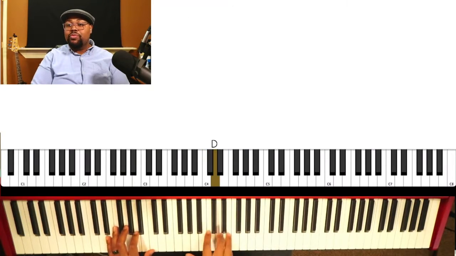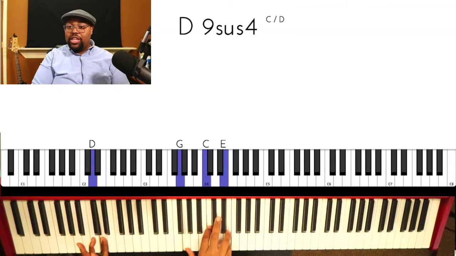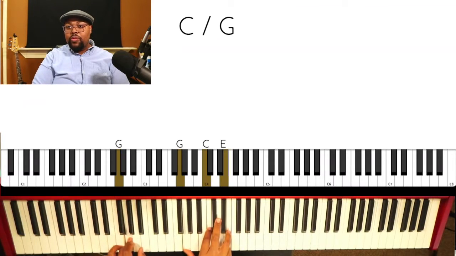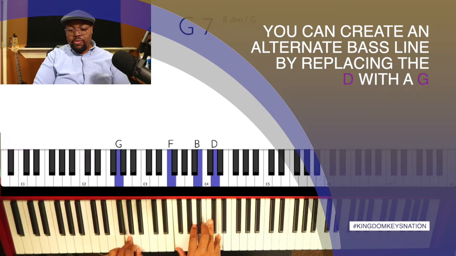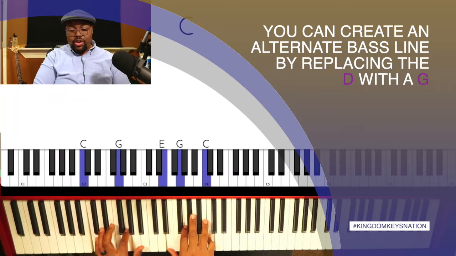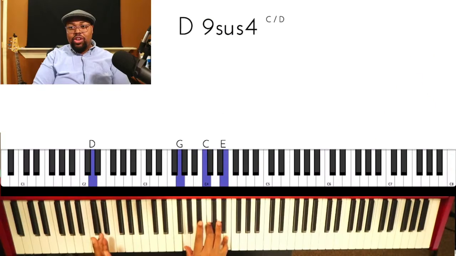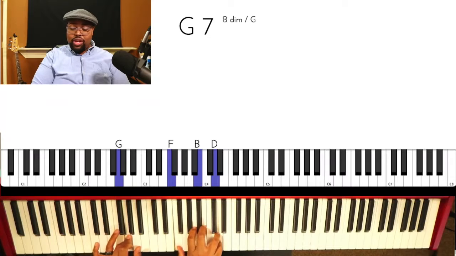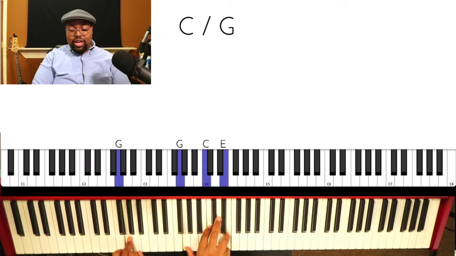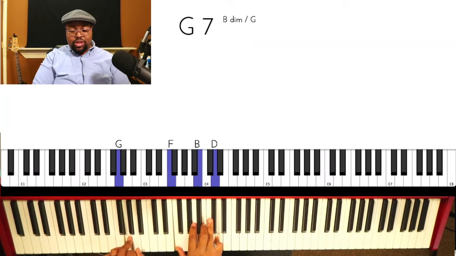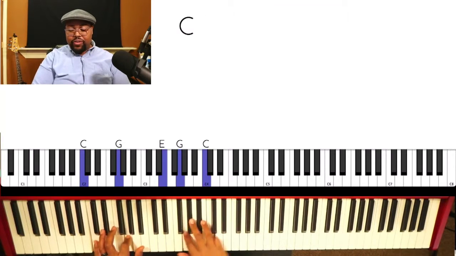Now here's another option. You did that over the D, but you could also do this. You could go to a G instead of a D. Okay? You can do that instead. So now you've got an option. Yes, Lord. Or you could say, yes, Lord. Okay.